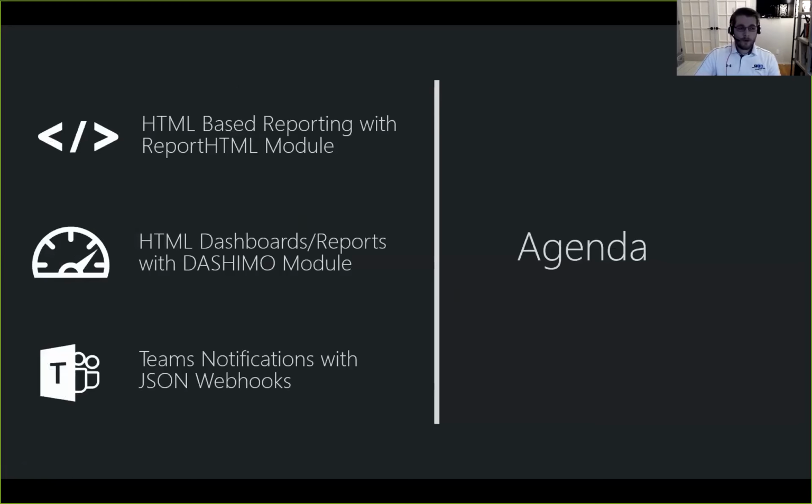So the agenda today, I'm going to take you through HTML-based reporting with the Report HTML module, and that is available on the PowerShell gallery. And then a new one that Evotech shared yesterday called Dashimo. It's based off of the Report HTML module. I'll show you the differences, but overall, they're very similar. Dashimo takes it a next step further. And then lastly, I'll talk about Teams notifications with JSON webhooks, how you could post information to your team or other people using webhooks in Teams.